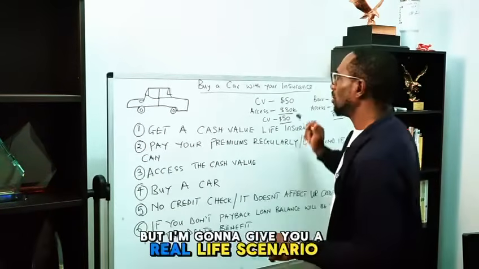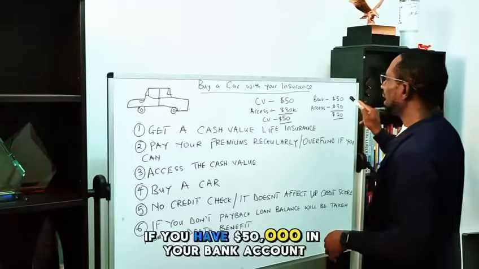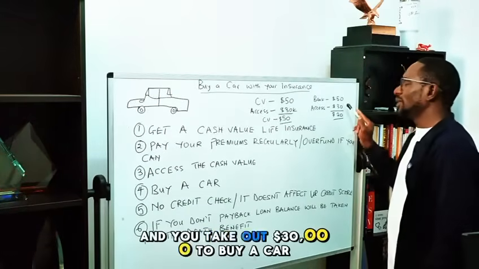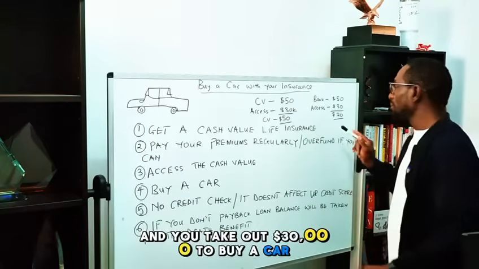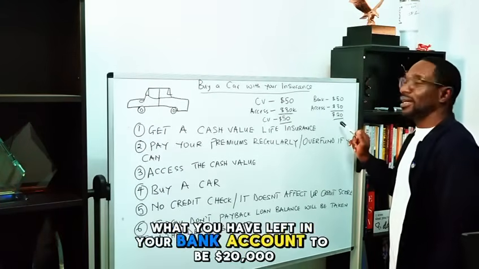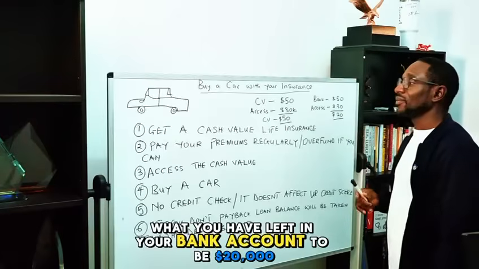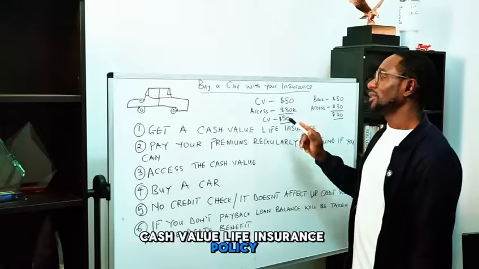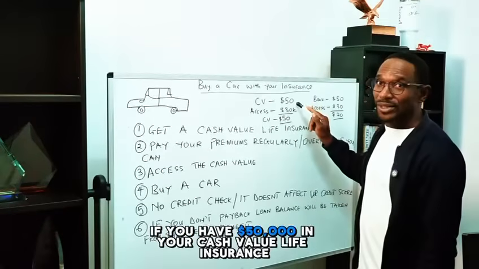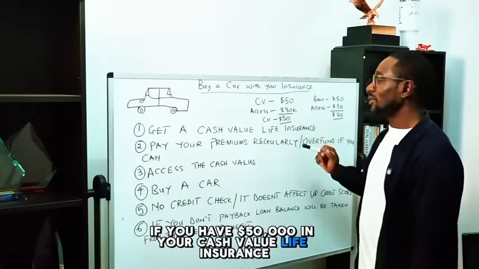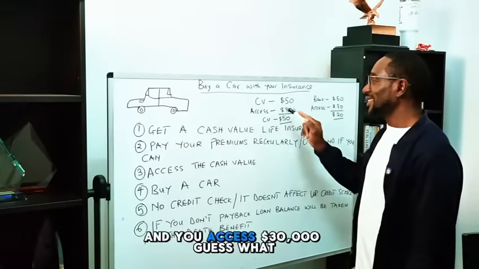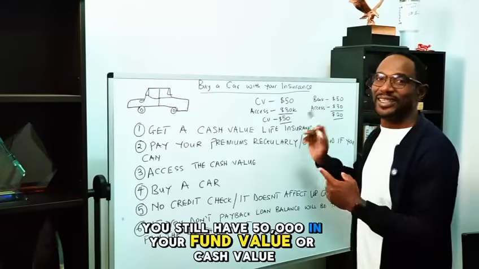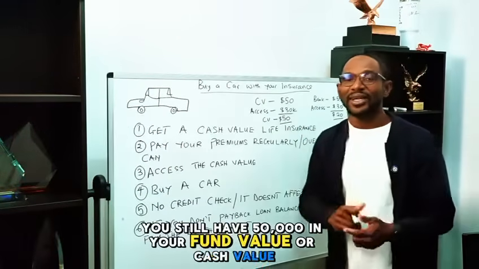But I'm going to give you a real life scenario here. If you have $50,000 in your bank account, and you take out $30,000 to buy a car, what you have left in your bank account will be $20,000. But in a cash value life insurance policy, if you have $50,000 in your cash value life insurance and you access $30,000, guess what? You will still have $50,000 in your fund value or cash value.